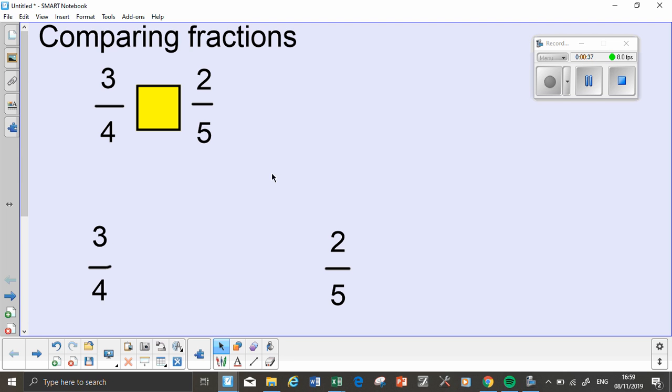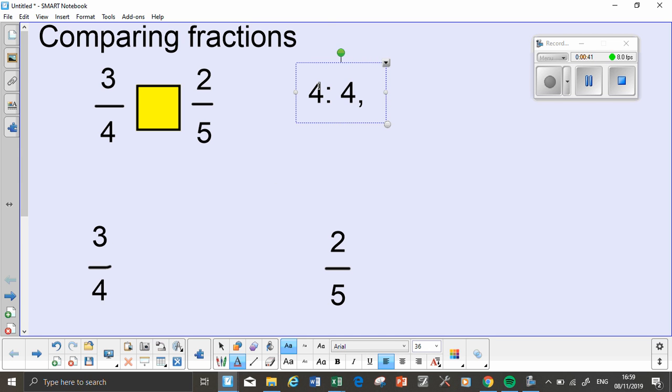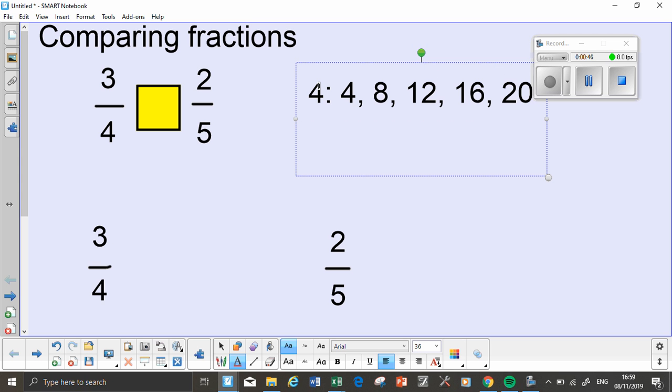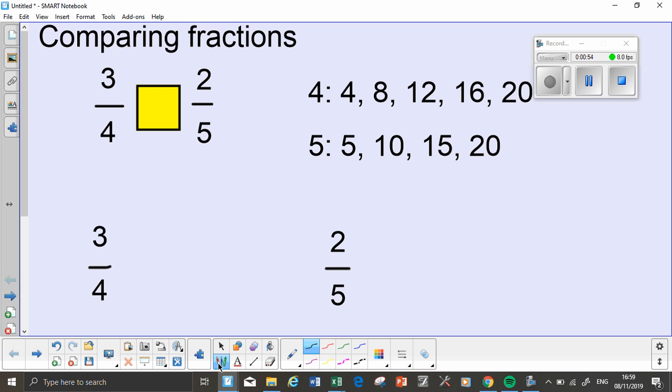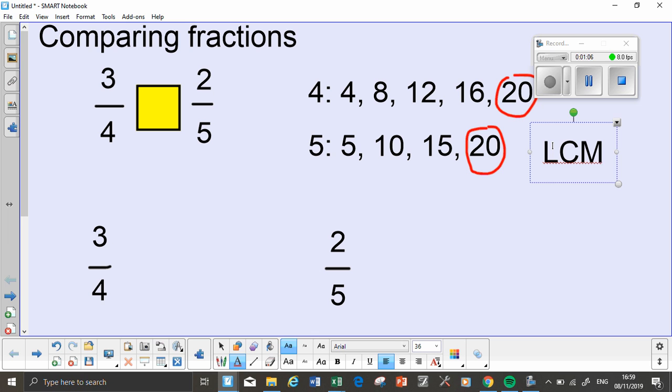So in the 4 times table, we have 4, 8, 12, 16, 20. In the 5 times table, we have 5, 10, 15, and 20. So you can see from this that they both have 20 as a multiple. And we call this the lowest common multiple, LCM. So it's important to use the lowest common multiple when comparing fractions.